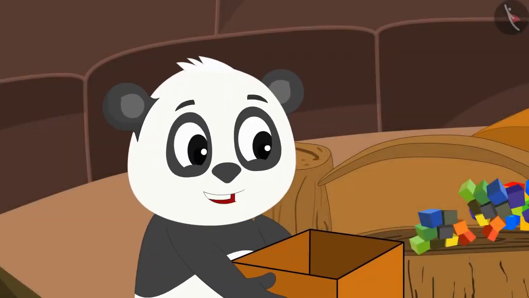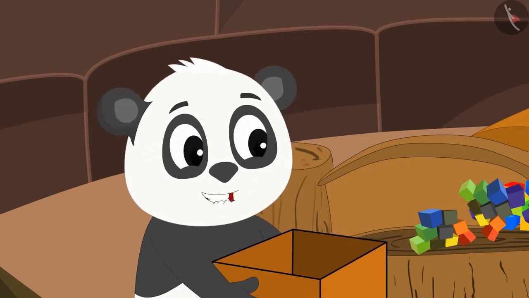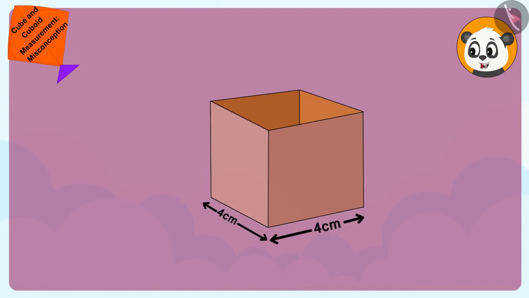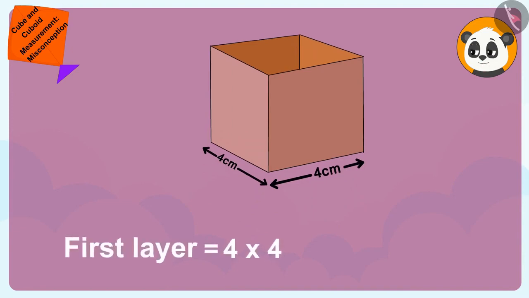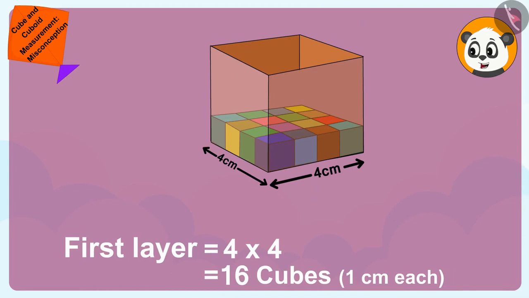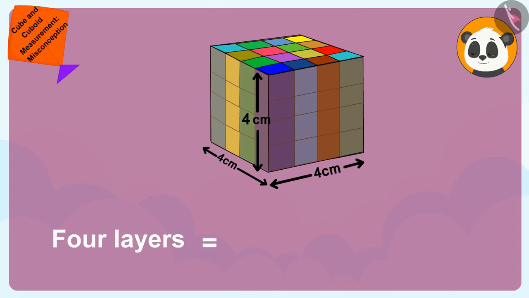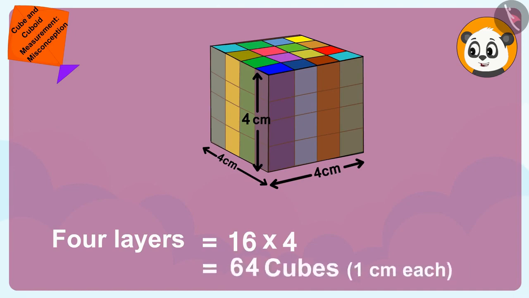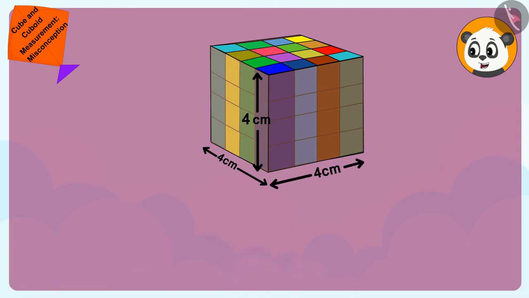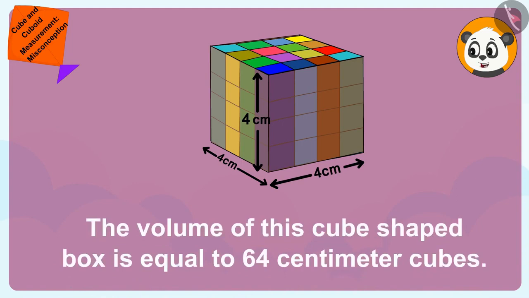I will find the volume of this cube shaped box. Sher Khan, the sides of the cube shaped box are 4 centimeters each. This means the first layer will have 4 times 4, 16 cubes of dimension 1 centimeter each and its height is 4 centimeters. It means there will be 4 layers. We will be able to place 16 times 4, 64 cubes of dimension 1 centimeter each, in the cube-shaped box. In other words, the volume of this cube-shaped box is equal to 64 centimeter cubes.